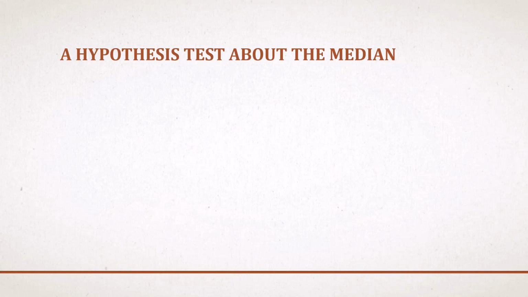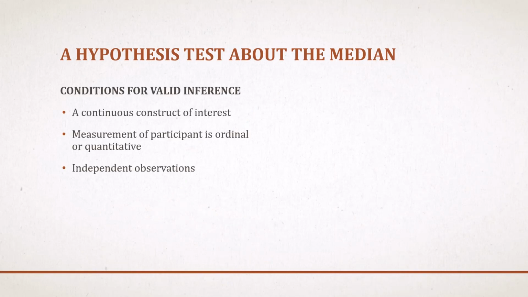As with any hypothesis test, we have conditions for valid inference. Here are the conditions when we use the sign test to conduct a hypothesis test about the median. First, we have an underlying continuous construct of interest. Given the continuous nature of the construct, we typically would measure our participants using quantitative measures, but we could use ordinal measures, such as those you would obtain with a Likert scale. And then we have to have independent observations.